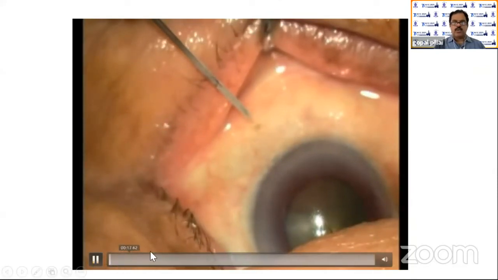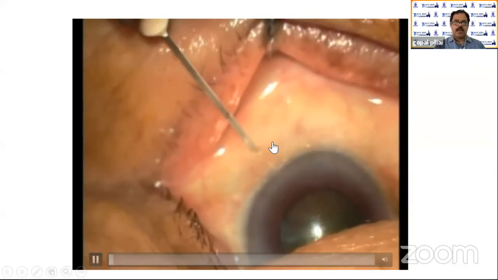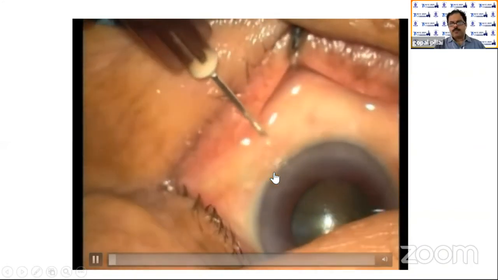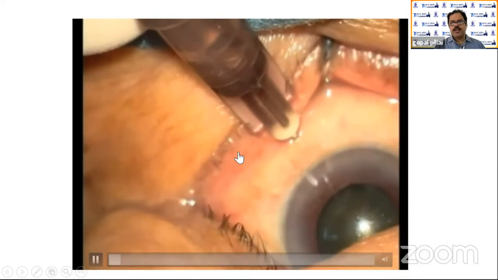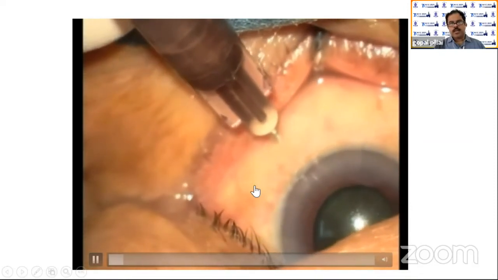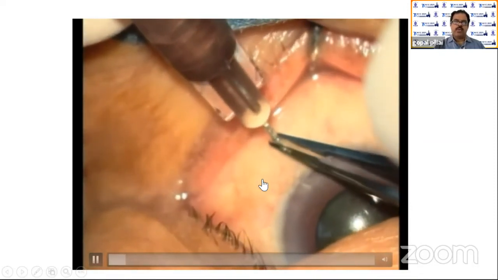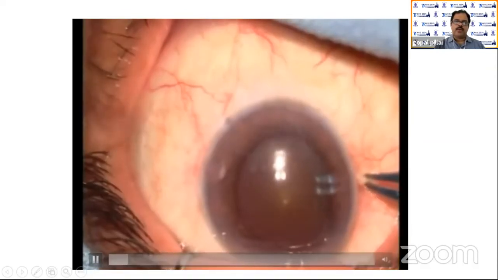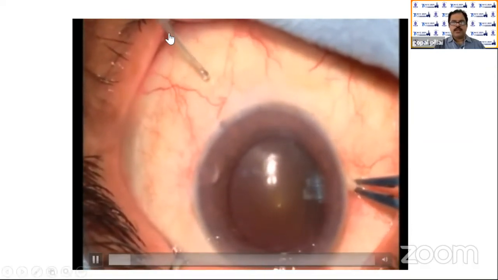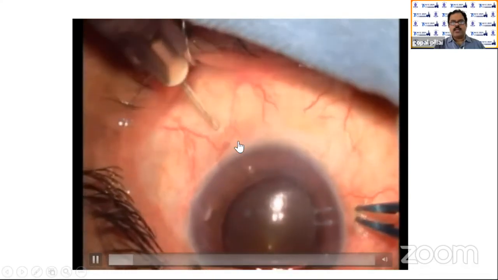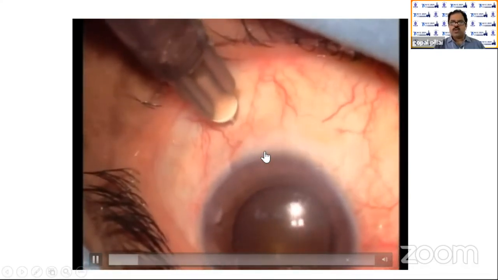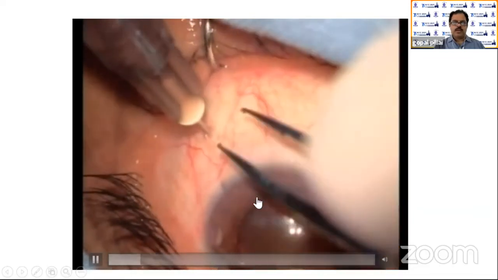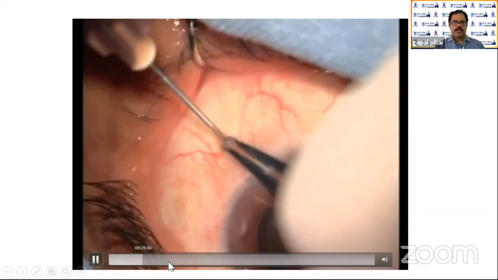You can see the video. Make sure that the needle does not touch the lid margin also. The lid margin is very clear, and as you see, I'm touching that particular thing. Here you can see there is adequate distance between the lid margin and this, and the direction is towards the center of the globe. Slowly inject, make sure that you can see the needle behind the lens, and that is all.